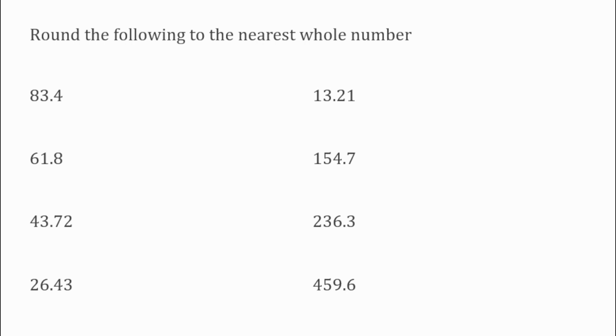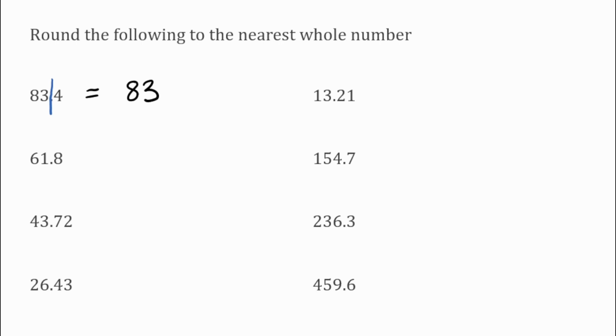Okay, for this first example, we've got 83.4. So because I'm rounding to the nearest whole number, I'm going to put my line through the decimal point again, and I'm focusing on this 4 on the right-hand side. So following our rounding rule, we're going to keep the previous digit the same. So that 3 on the left-hand side of the line remains as a 3. So 83.4 would round down to just 83.